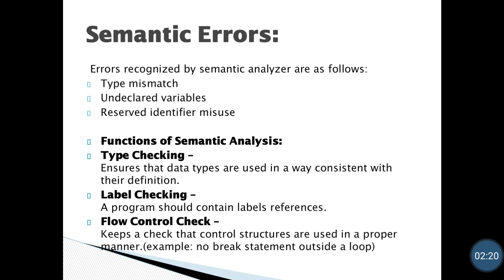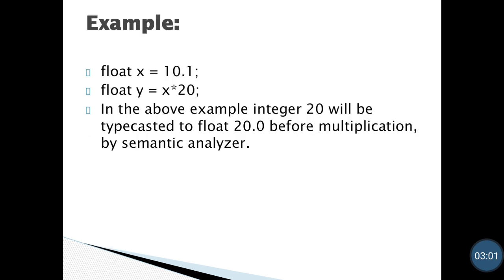The main functions of the semantic analyzer are, first, type checking. It ensures that data types are used in a way consistent with their definition. Second, label checking. A program should contain proper label references. Third, flow control check. It keeps a check that control structures are used in a proper manner, meaning we use a break statement inside a loop, and no break statement is used outside the loop. These are the functions of semantic analysis.